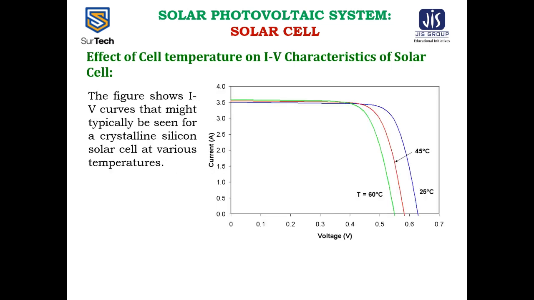The figure shows the IV curves that might typically be seen for the crystalline silicon solar cell at various temperatures. When the temperature increases, the voltage decreases.